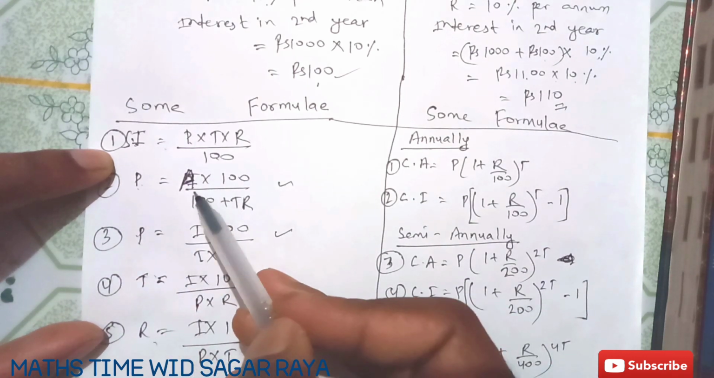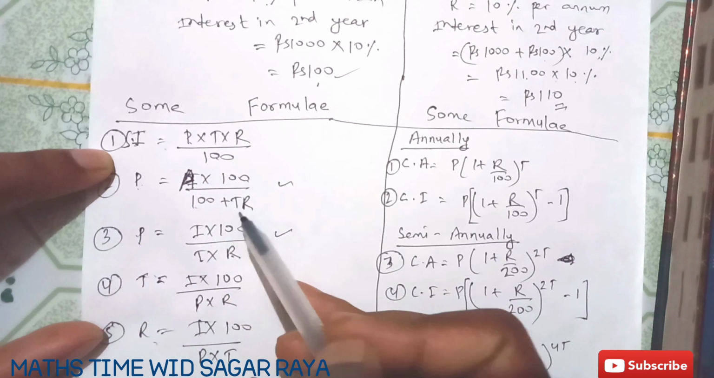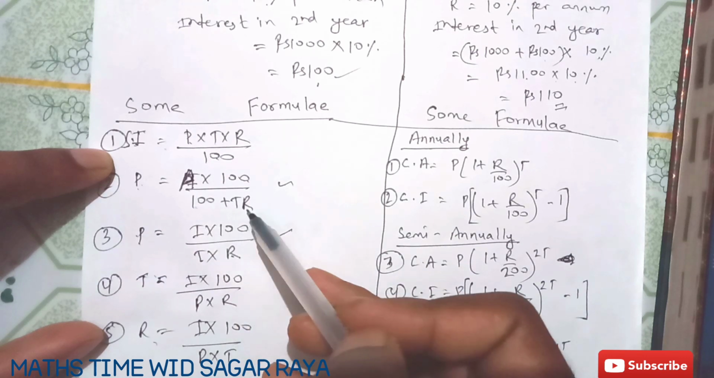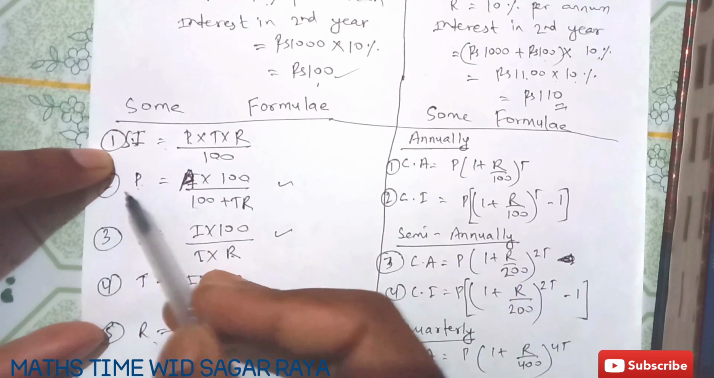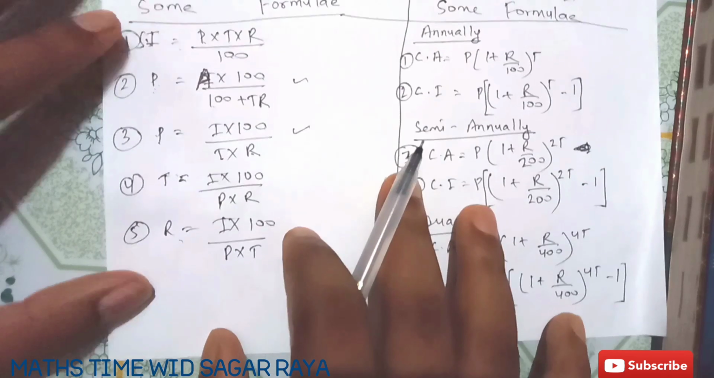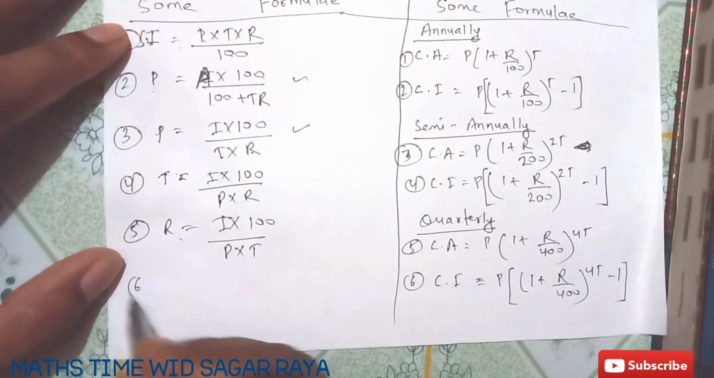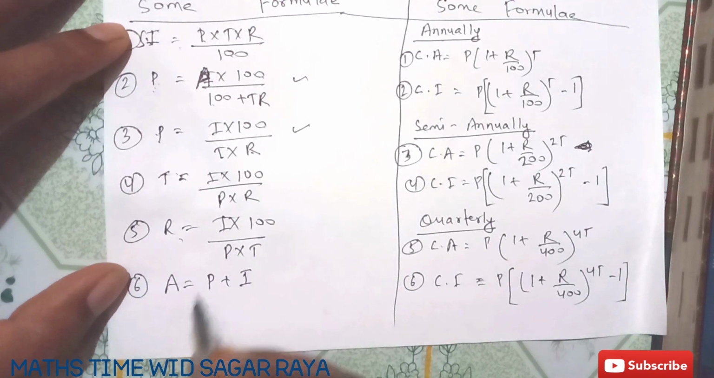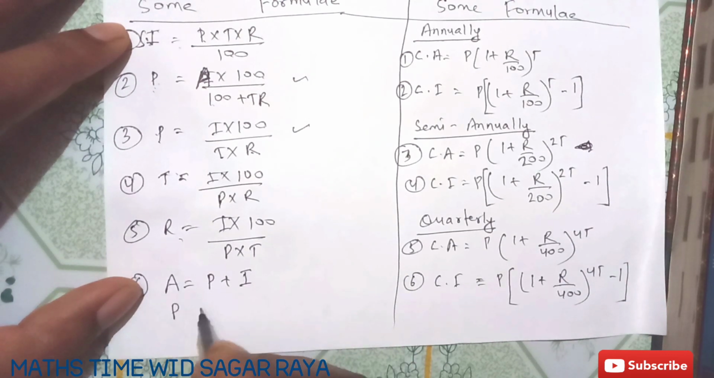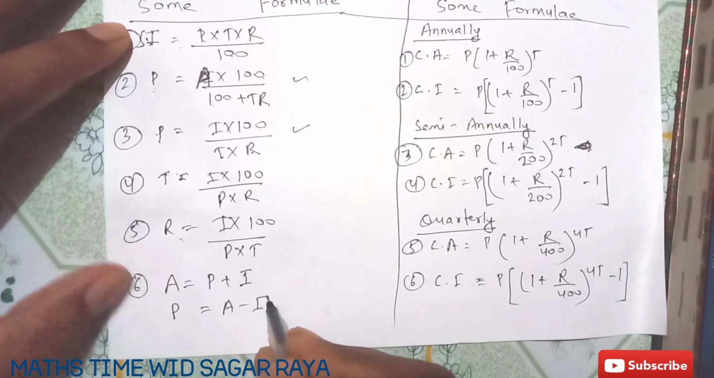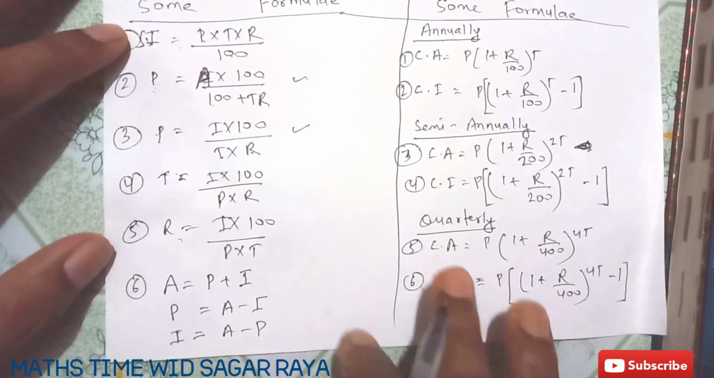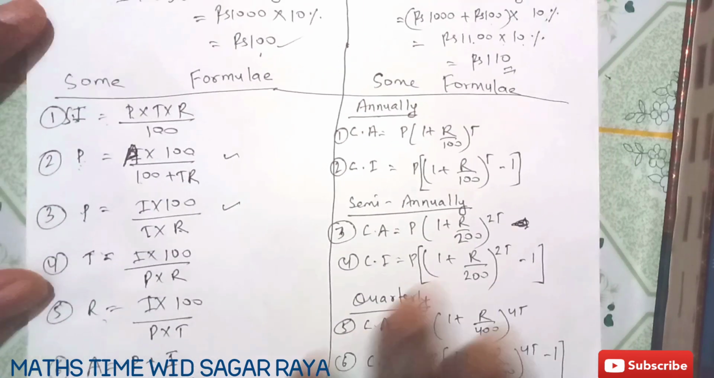Principal equals A into 100 by 100 plus TR. Sometimes if amount, time and rate are given, then we can use this formula to find the principal. And similarly we can add some more formulas here, like amount equals principal plus interest, and from this formula also we can derive principal equals amount minus interest, and one more formula we can derive, interest equals amount minus principal. So let's come to the right side.